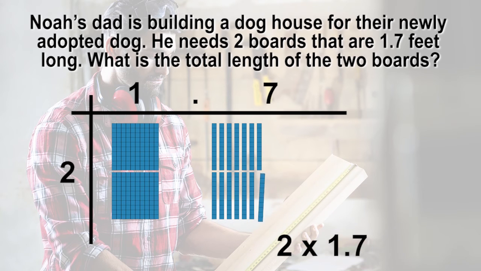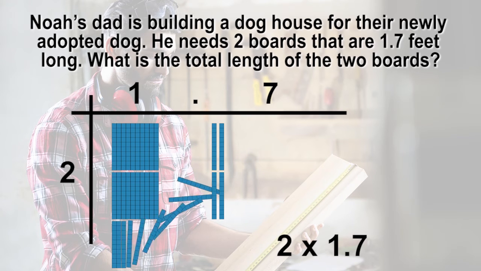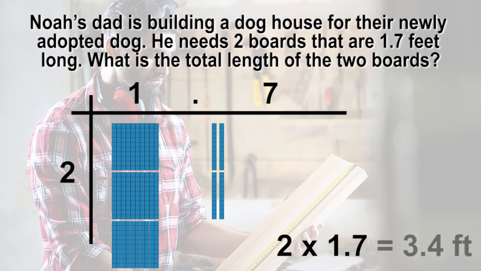There are a total of 2 flats and 14 rods. Because there are more than 9/10, regroup 10 of the rods into 1 whole. Now there are 3 flats or 3 wholes and 4 rods or 4/10. The length of the 2 boards total 3 4/10 feet.